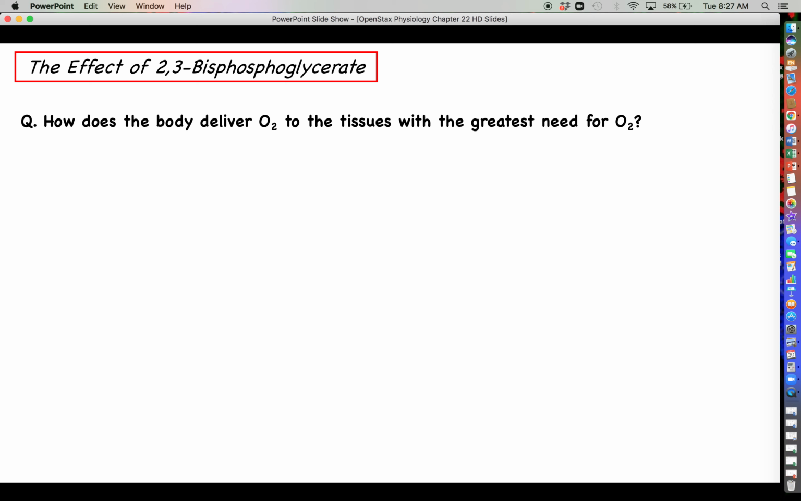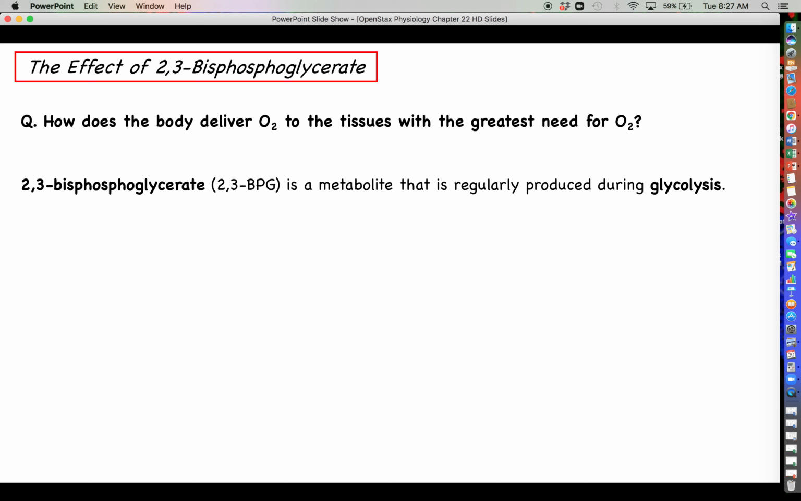So regardless of where the blood is flowing, let's just say the blood is all flowing into skeletal muscle, how can we take extra special care of that skeletal muscle which needs its oxygen? How can we make sure it gets every single bit of oxygen that it needs, even if it's already receiving the vast majority of blood flow? So the answer is this molecule called 2,3-bisphosphoglycerate, or 2,3-BPG. This is a metabolite that is regularly produced during glycolysis.